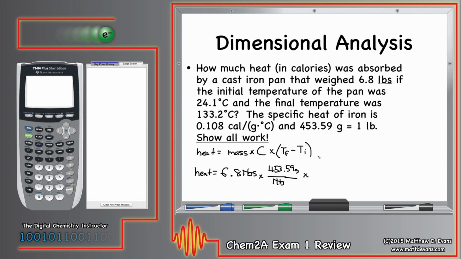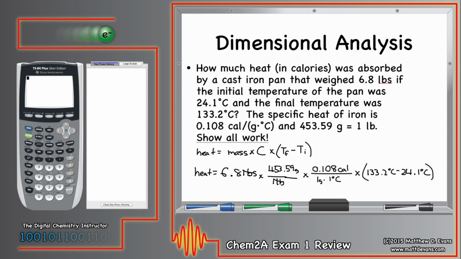And now times, I looked up previously the specific heat for iron. It's not the same as water. Water is 1 calorie. This is 0.108 calories per 1 gram per 1 degree Celsius. Now remember, the specific heat is the amount of energy in calories to raise 1 gram of iron by 1 degree Celsius, and that's the value. You can find this pretty easily online if you Google it. And then times the temperature change. So the final temperature was 133.2, and the initial was 24.1, which is about room temperature.